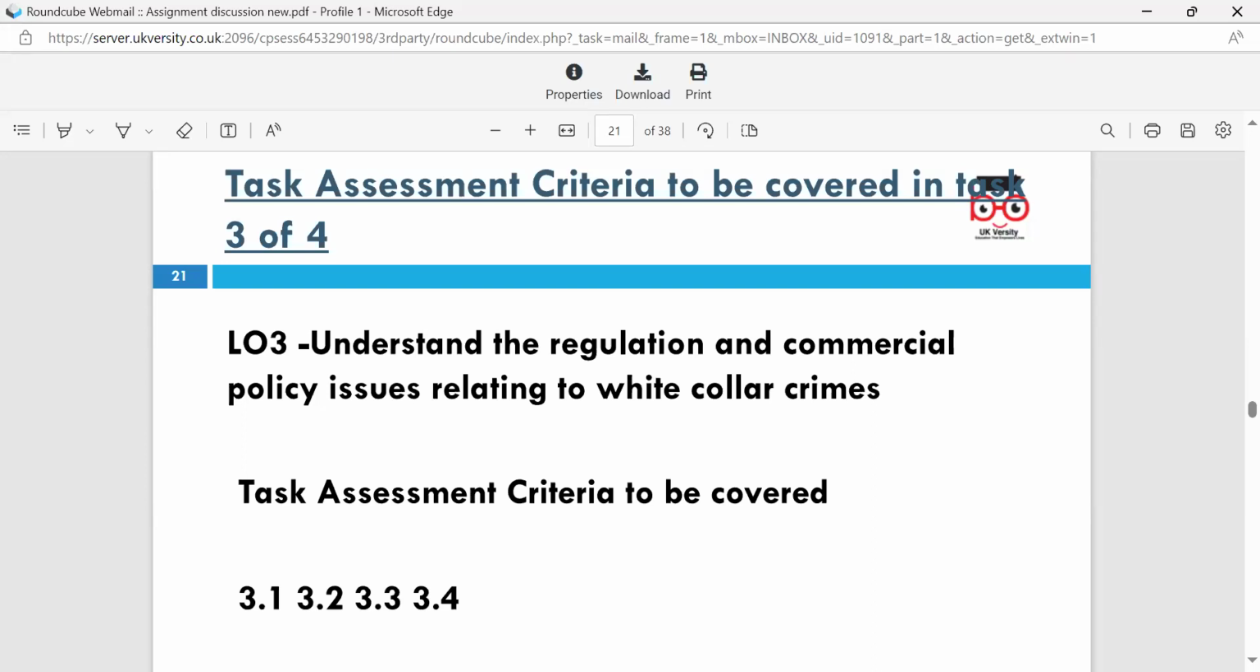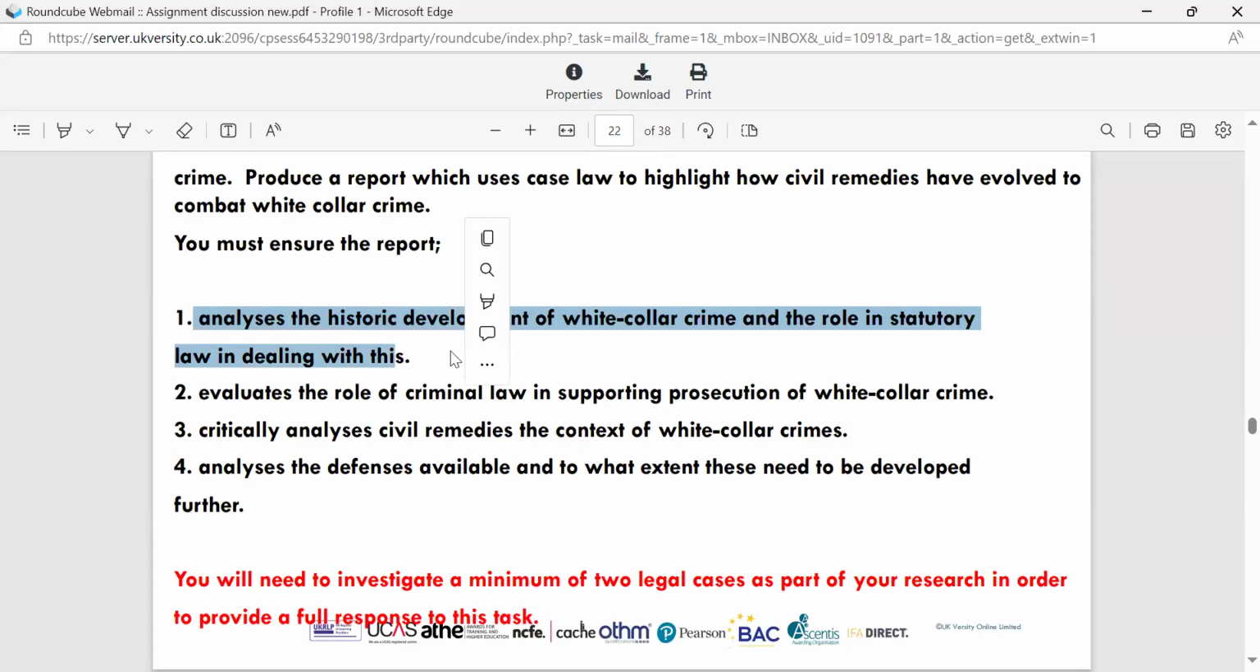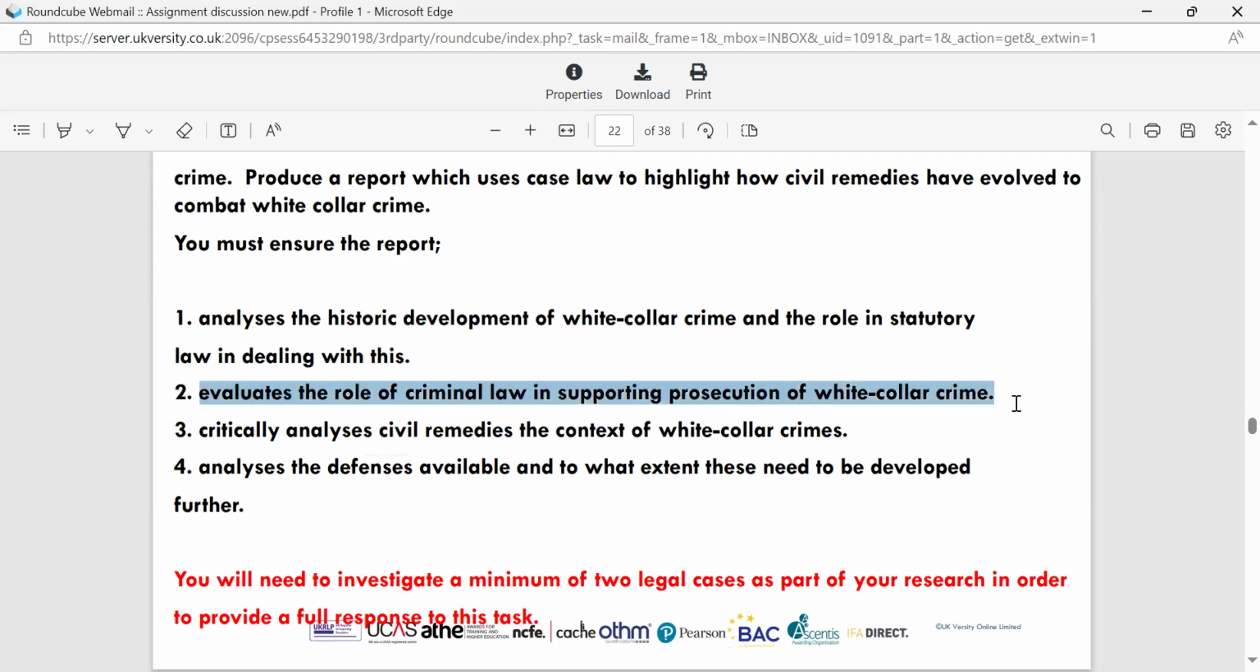So here, civil law has played an important part in supporting criminal law to combat white collar crime. Produce a report which uses case law to highlight how civil remedies have evolved to combat white collar crime. You must ensure in your report that you analyze the historical development of white collar crime and the role of statutory law in dealing with this.